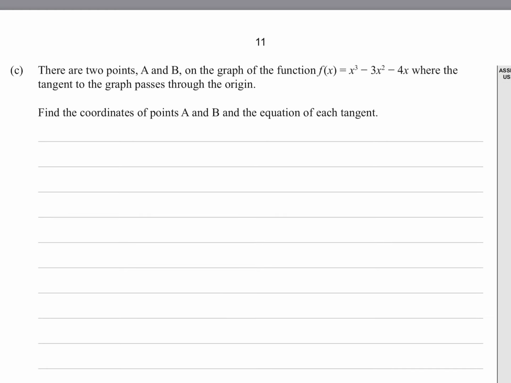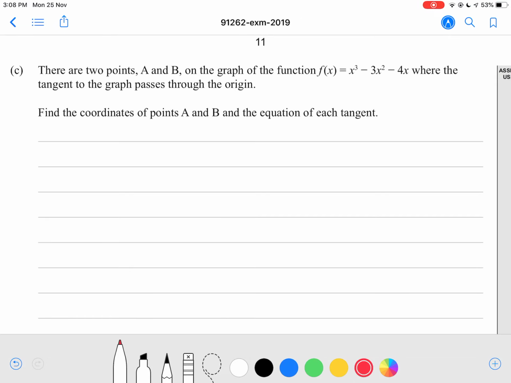So, there are 2 points A and B on the graph of the function f of x equals x cubed minus 3x squared minus 4x, where the tangent to the graph passes through the origin. So find the coordinates of points A and B and the equation of each tangent. Alright, so this was a pretty challenging question.